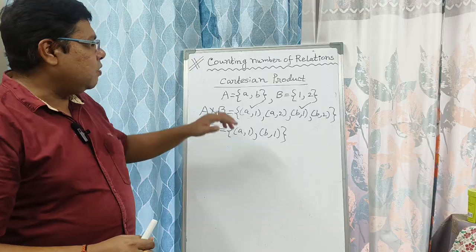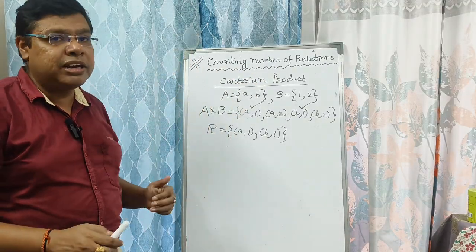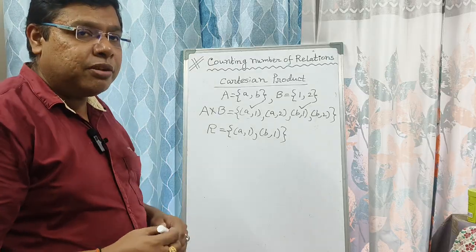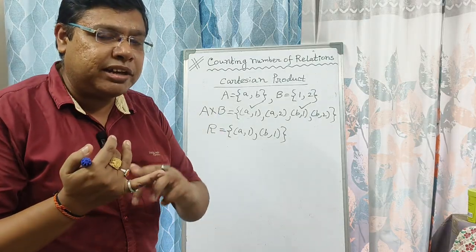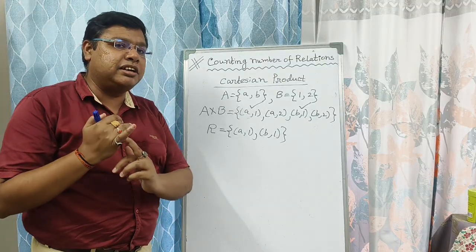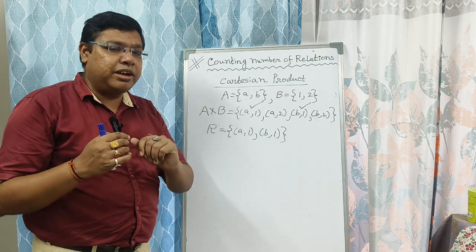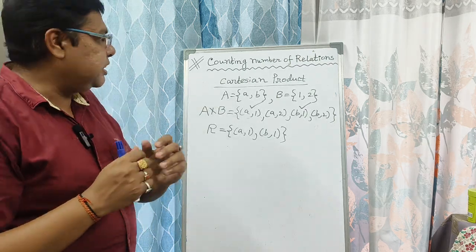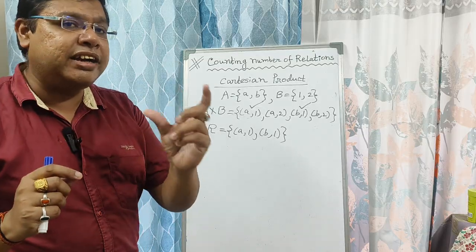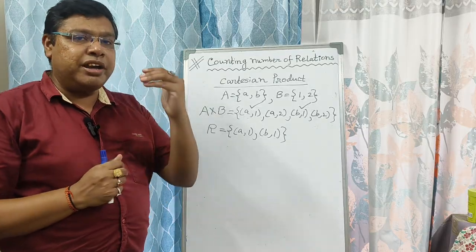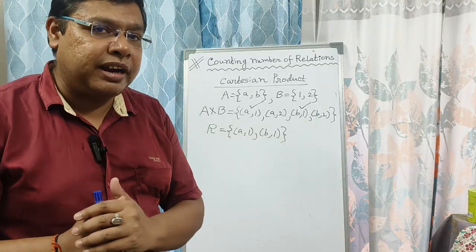Now let me go to the counting of relations. How many types of relations can you recall? The types of relations were identity relation, reflexive relation, symmetric relation, transitive relation, and universal relation. Specifically, I am going to count how many relations are possible, how many identity relations, how many reflexive relations, how many symmetric relations, like this.